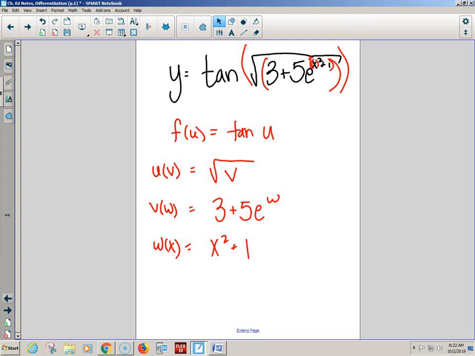Check it. Can you derive tangent of u? Yeah. Can we derive square root of v or v to the 1/2? Yeah. Can we derive 3 plus 5 e to the, not x squared plus 1, but e to the w? Yeah. Can we derive x squared plus 1? Yeah. If we can decompose it into smaller, differentiable pieces, all we got to do is, wait, what operation did we just see that we need to do?